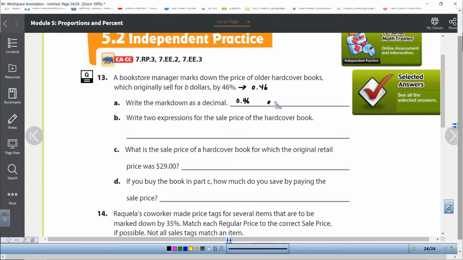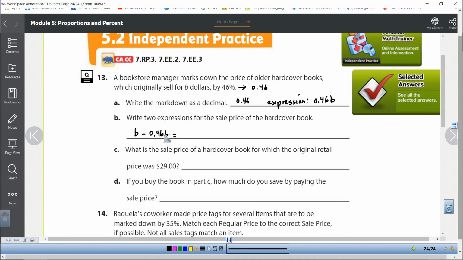And then as an expression, again, they did not ask for the expression, but I'm going to give the expression. It would be 0.46 times B. So that is the markdown percent as a decimal. That is the markdown as an expression. So two expressions for the sale price. Well, how much was it? It was B. How much are we taking away? 46%. 46% of what? Of B.